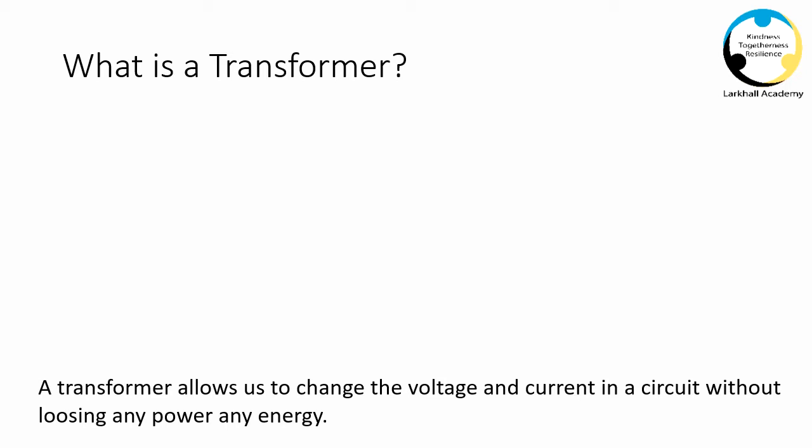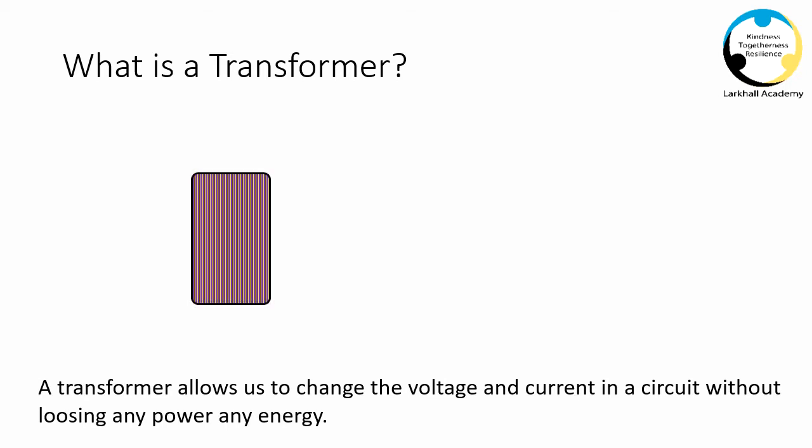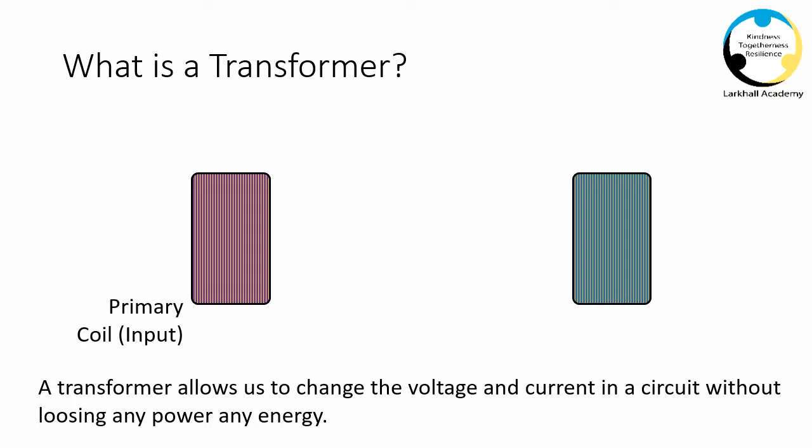So let's have a look and see. We start off with a coil of wire. Okay, so we've got a coil of wire here. Then we have a second coil of wire. We'll call this one the primary coil, and this is where the energy is put into the system.